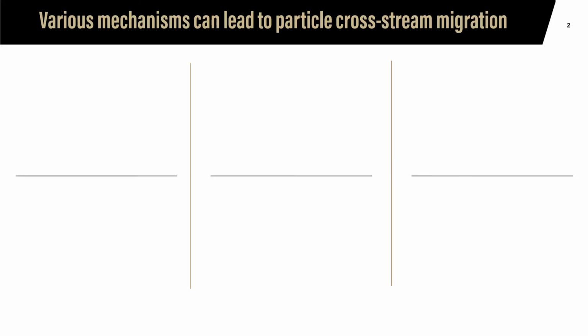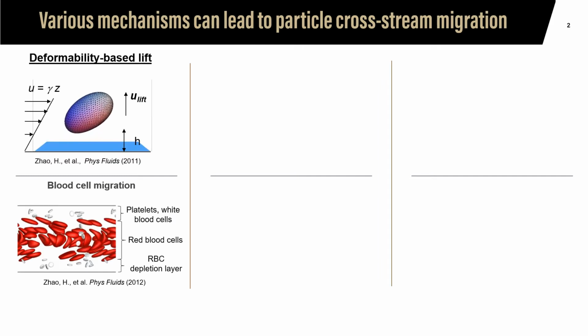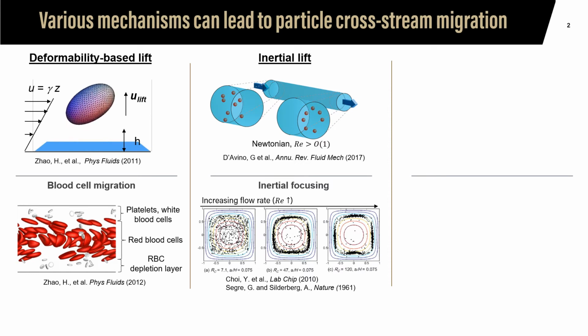To begin with, a particle in channel flow can acquire lift forces due to several different mechanisms. For example, a deformable particle can interact with the channel and acquire a lift force that can push the particle away from the wall. This mechanism is also seen in the blood system, where the red blood cell is deformable, and this will create a red blood cell depletion layer near the channel wall. For a rigid particle in Newtonian flow with strong inertia, the particle will migrate due to inertial forces and form an annulus-like focusing pattern near the channel wall.